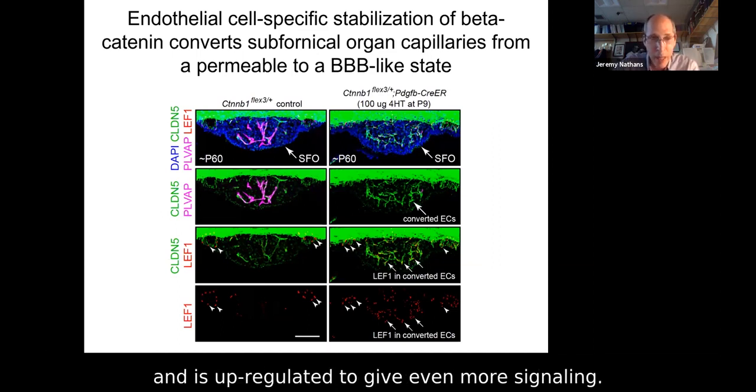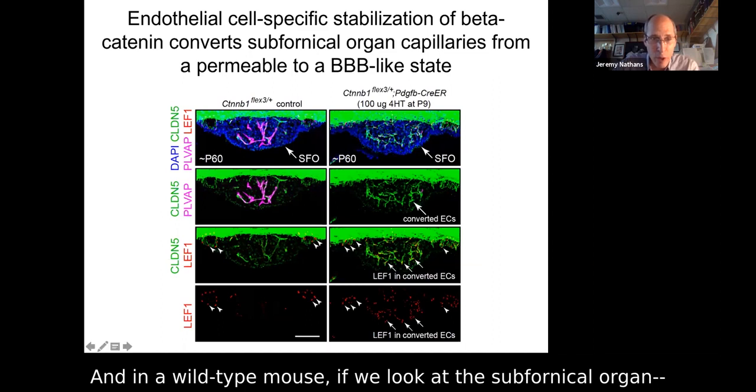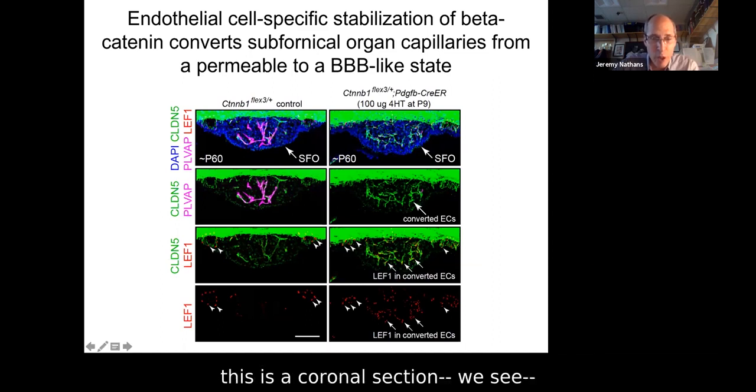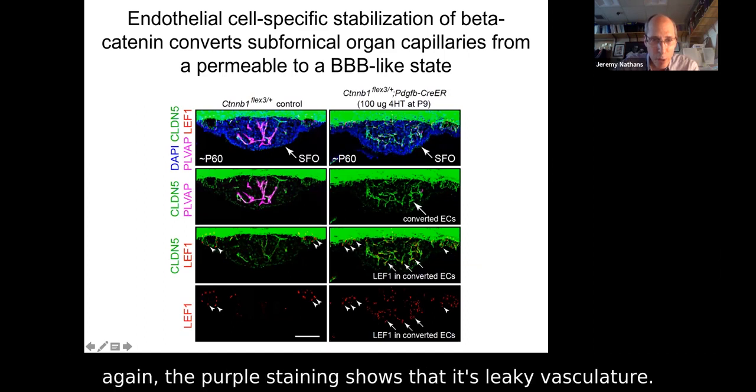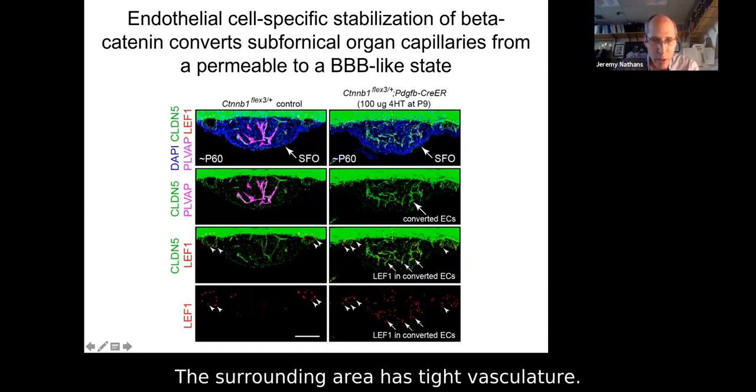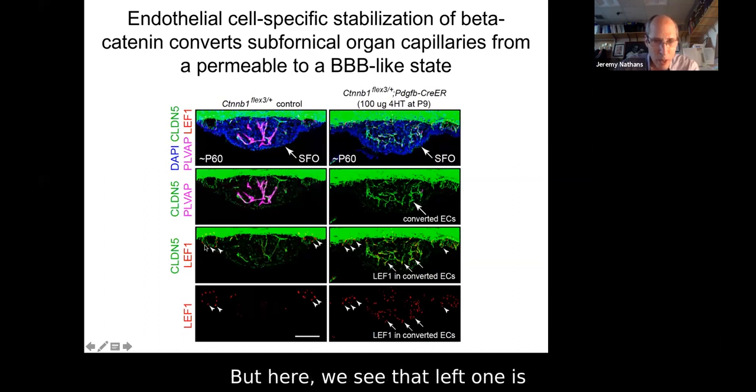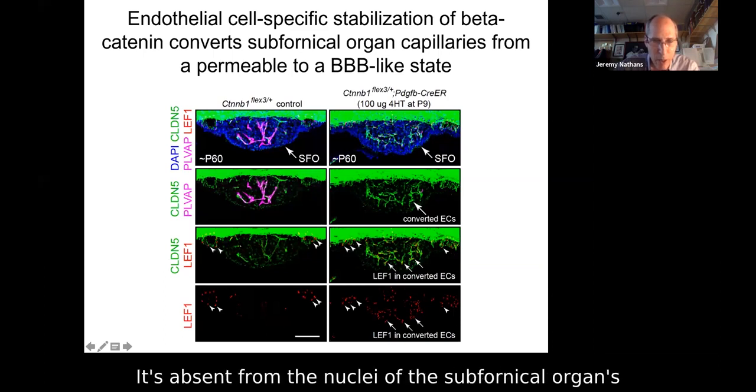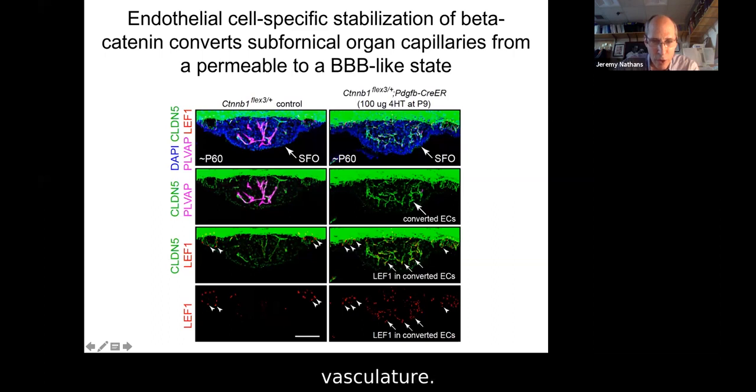And in a wild-type mouse, if we look at the subfornical organ, this is a coronal section, we see, again, the purple staining shows that it's leaky vasculature. The surrounding area has tight vasculature. I'd say this green at the top is just an artifact of nonspecific sticking to myelin. But here we see that LEF1 is in the nuclei of the normal CNS vasculature. It's absent from the nuclei of the subfornical organ's vasculature.